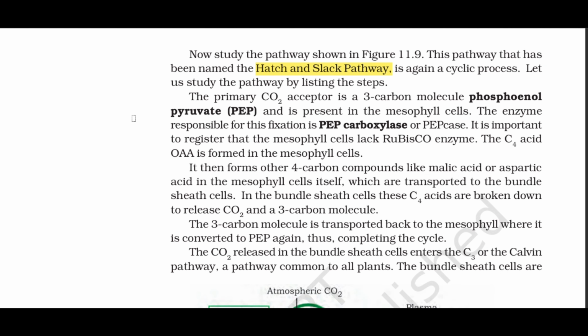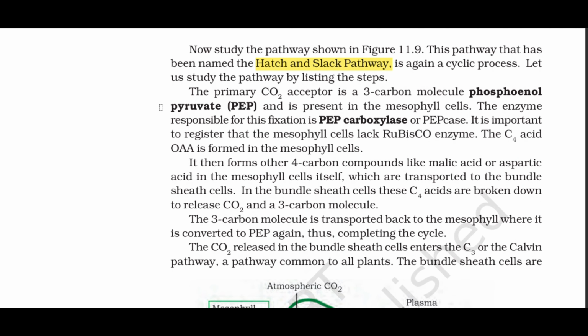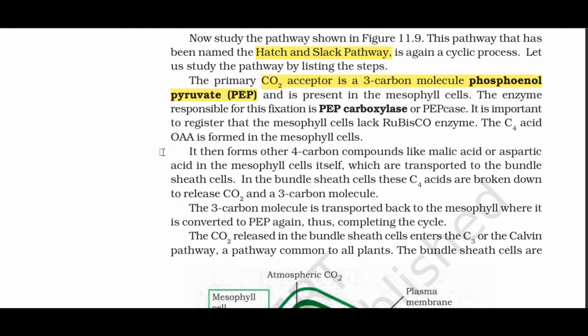The primary CO2 acceptor is a 3-carbon molecule, phosphoenol pyruvate, PEP, and is present in the mesophyll cells. The enzyme responsible for this fixation is PEP carboxylase or PEPcase. It is important to register that the mesophyll cells lack RuBisCO enzyme. The C4 acid OAA is formed in the mesophyll cells.